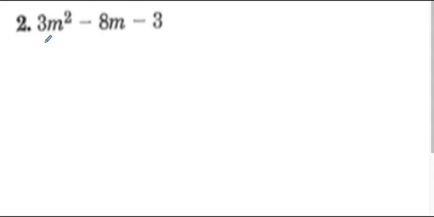So here's how I would think about this. I know this is going to break up into two quantities. The factors of 3 are 3 and 1, so 3m times 1m is going to give me my 3m squared. So 3m and 1m have to go in those locations. What I need to consider now are the factors of negative 3. So negative 3 and positive 1 are factors of negative 3.